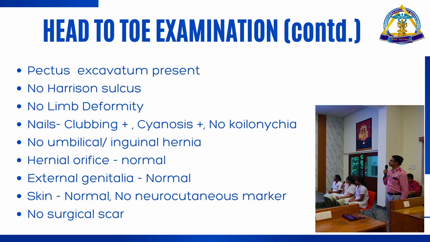Pectus excavatum is present, no Harrison sulcus, no limb deformity. Clubbing is present, cyanosis is present, no rickets, no umbilical or inguinal hernia. It's very difficult to have rickets and clubbing together.